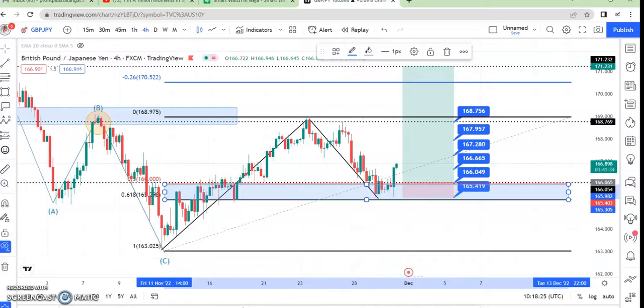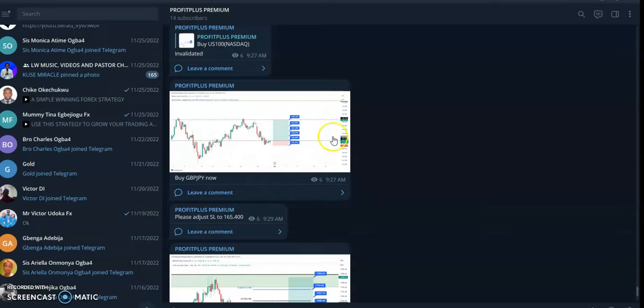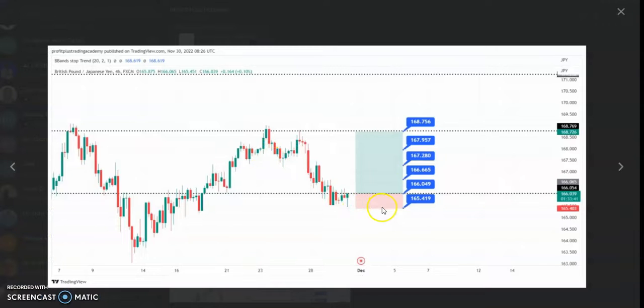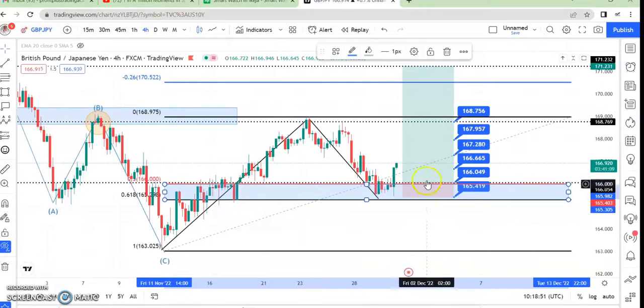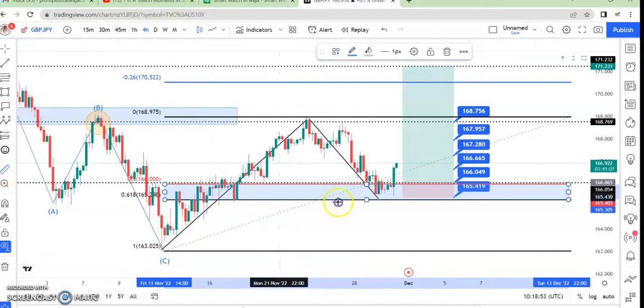I made a call on our signal channel, which I'm going to show you. This is our signal channel. This is exactly the signal sent out for our paid students to trade with, exactly from here, 166.049. This was the exact point that we started to buy the market. All right, okay, you can see so far this has done well.